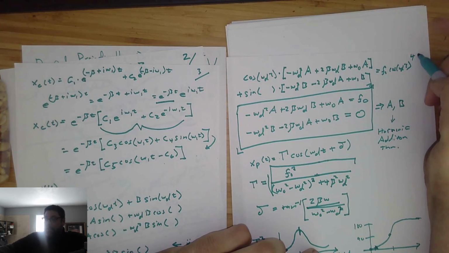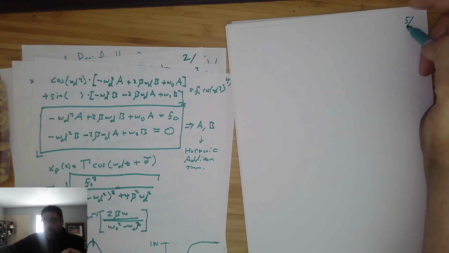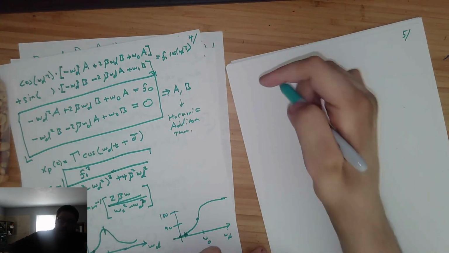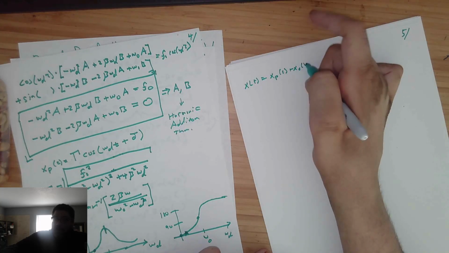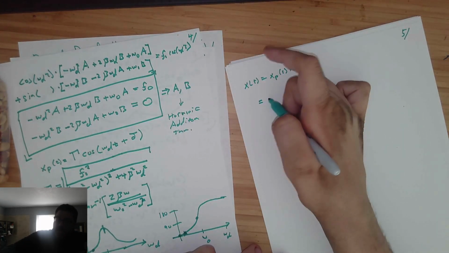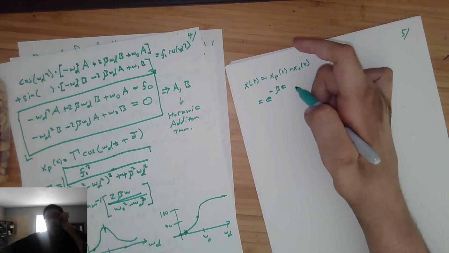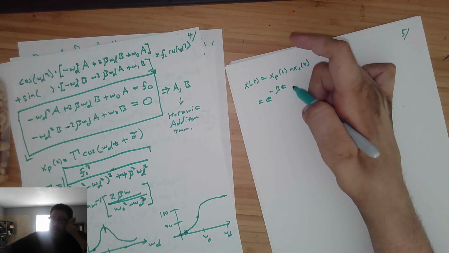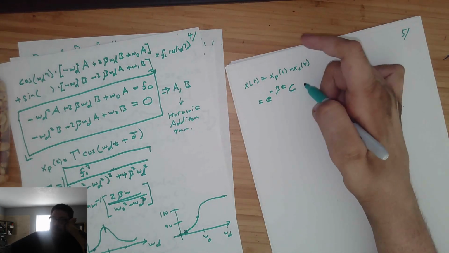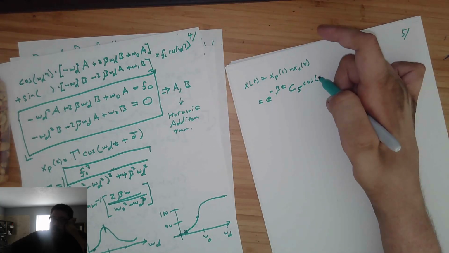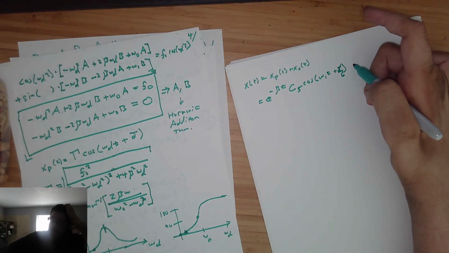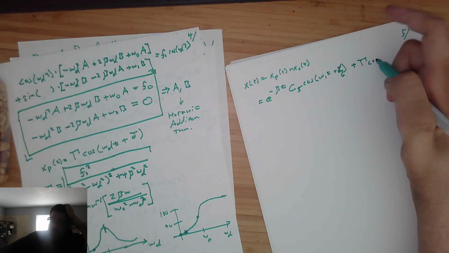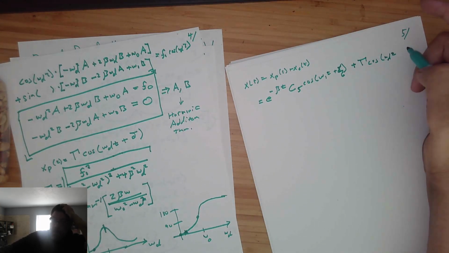So let's go ahead and put this all together. And what's our full solution going to be? Our full solution to this, remember, is the particular solution plus the complementary solution. So this is going to be e to the minus beta t times, well, we'll write it like this: C5 cosine omega 1 t plus, we'll call this C6, plus gamma cosine omega d t plus a delta here.